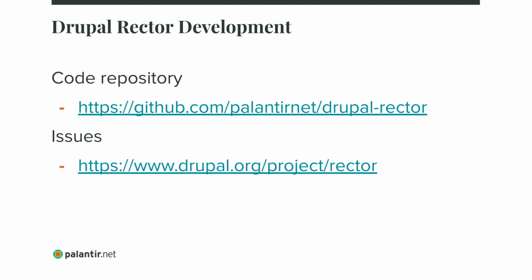If you're interested in being a contributor on the development side for Drupal Rector, we have a code repository on GitHub. It's a public repository. And we have an issue queue on Drupal.org. The issue queue on Drupal.org is good because people that are in the Drupal ecosystem can contribute there. And even though we have our pull requests on GitHub, we'll give credit to people on Drupal.org, which gives them credit through the Drupal system, which is good.